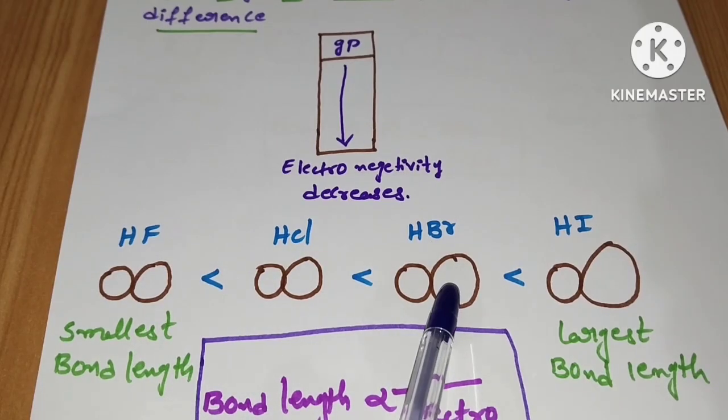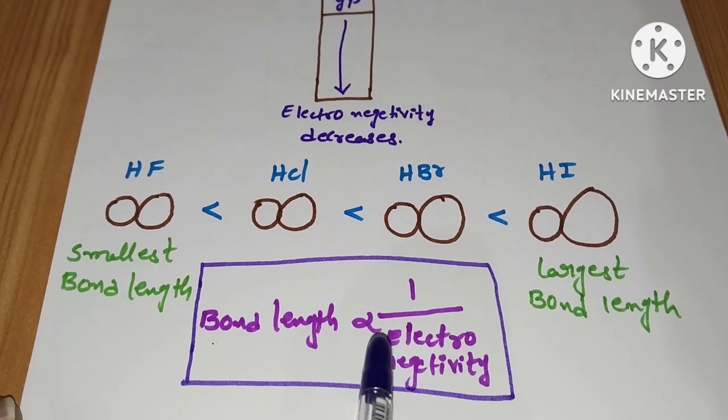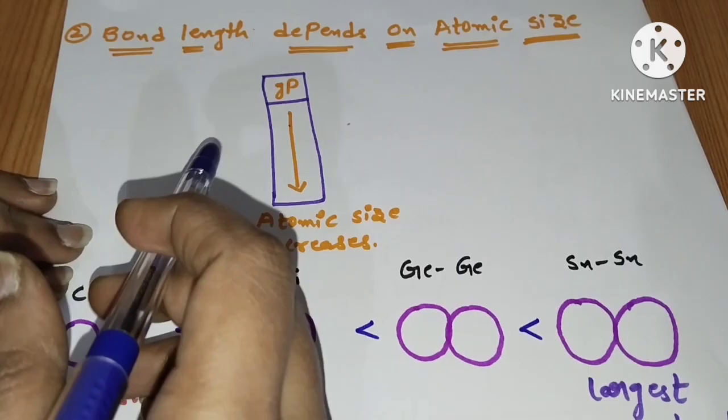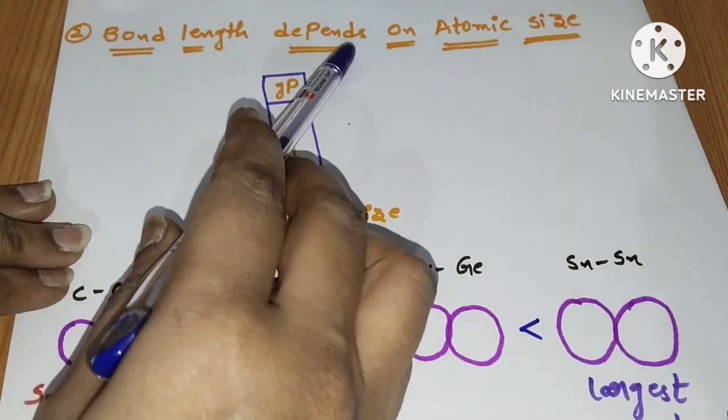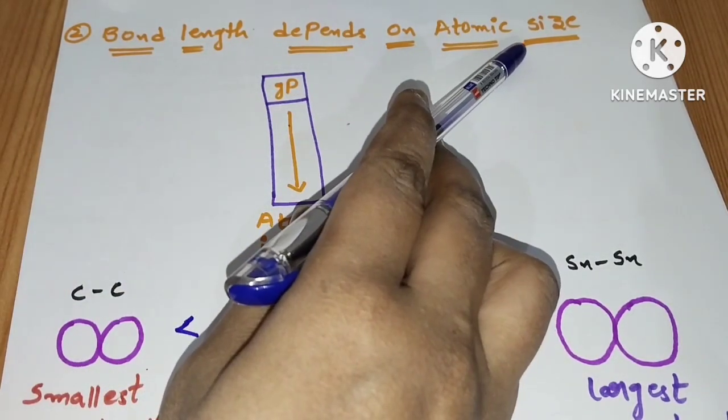From this example, we conclude that bond length is inversely proportional to electronegativity difference. I mean, if electronegativity difference increases, bond length decreases. If electronegativity difference decreases, bond length increases. Next, bond length depends on atomic size.